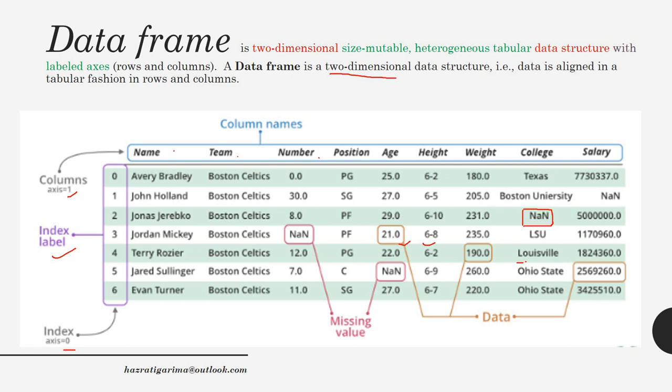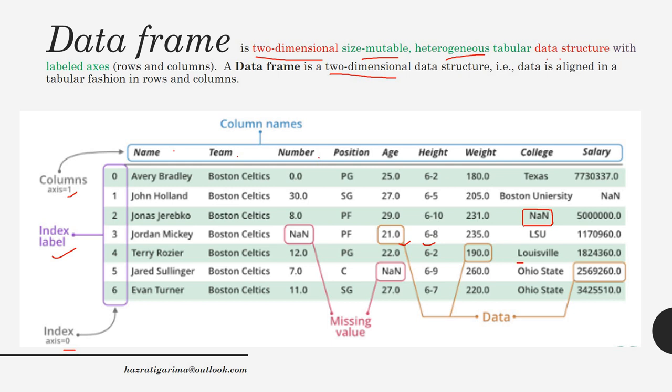Now I think we are able to form the definition of data frame: it is a 2-dimensional structure, size mutable, I will tell you later on what size mutable means. It is a heterogeneous tabular structure. Why is it a heterogeneous tabular structure? Because we have different data types.